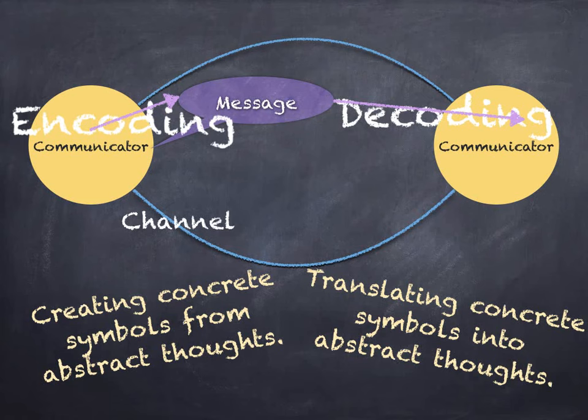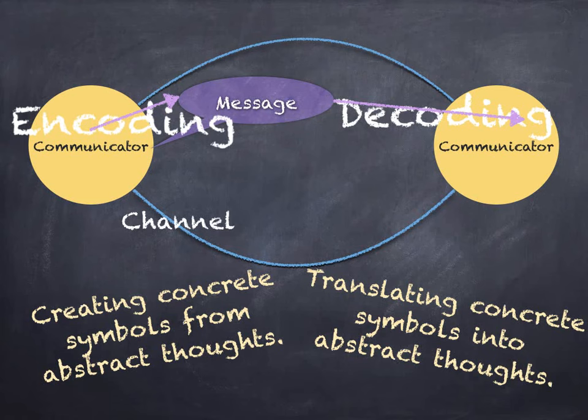Oftentimes we use language, but that means that we have to choose exactly the right words that are going to be understood by the other person. Often we also use things like our gestures, our hand gestures, or other things that we'll be talking about later throughout the semester as we talk more about those messages and those channels. The idea is that encoding is the process of taking those ideas and turning them into symbols, where decoding is the reverse of that process.